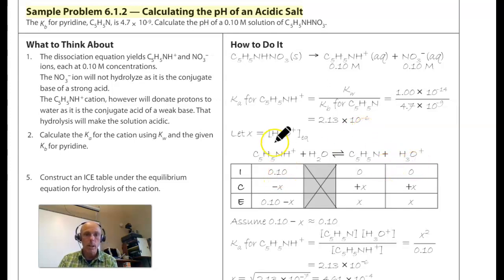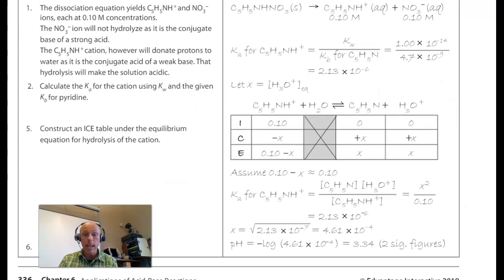Both products are 0. Acid goes down by X. Products go up by X. 0.1 minus a negligible X, once again, is 0.1. So we get Ka equaling X squared, once again, over original concentration. If we plug in the Ka, which we know to be 2.13 times 10 to the minus 6, and solve for X, which is the concentration of hydronium, we get 4.61 times 10 to the minus 4. And if you take the negative log of that, you'll get the pH of the solution at 3.34, less than 7 as we expected.